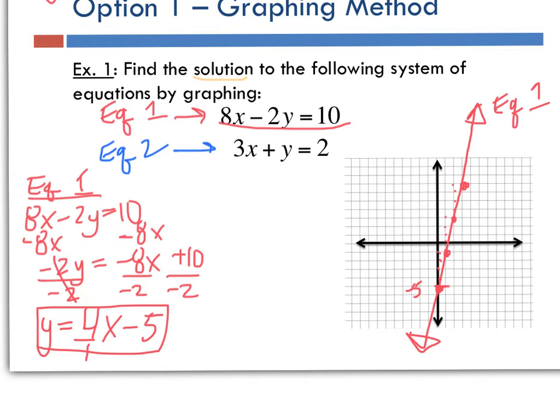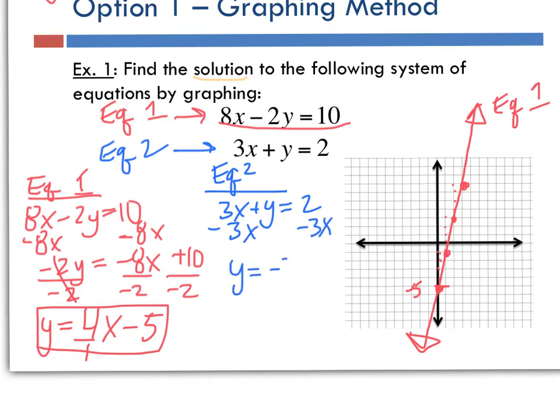Second one, we could do the exact same thing. Again, you could use standard form, but most people like y equals mx plus b, so let's do that. So 3x plus y equals 2. This is going to be a lot easier. What do you need to do to get y by itself? Subtract 3x. Get these 3x's to the other side of the fence. So y equals negative 3x plus 2. And here's our second equation. That was a lot easier, wasn't it?